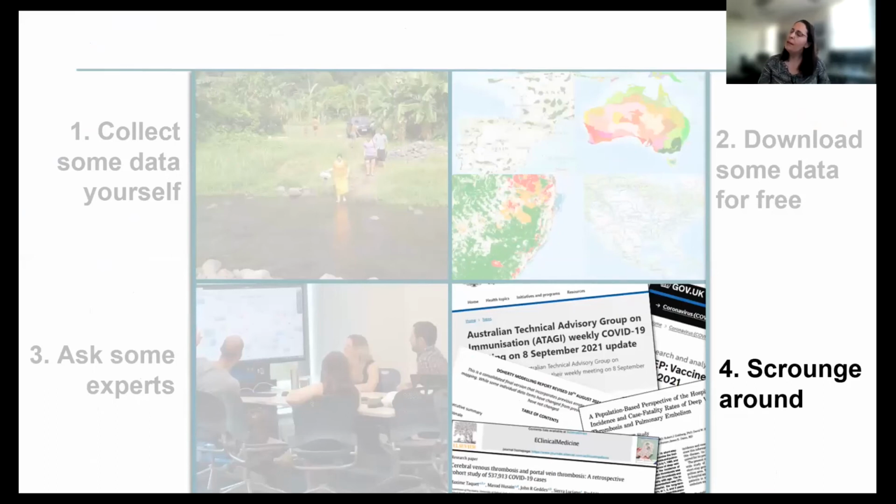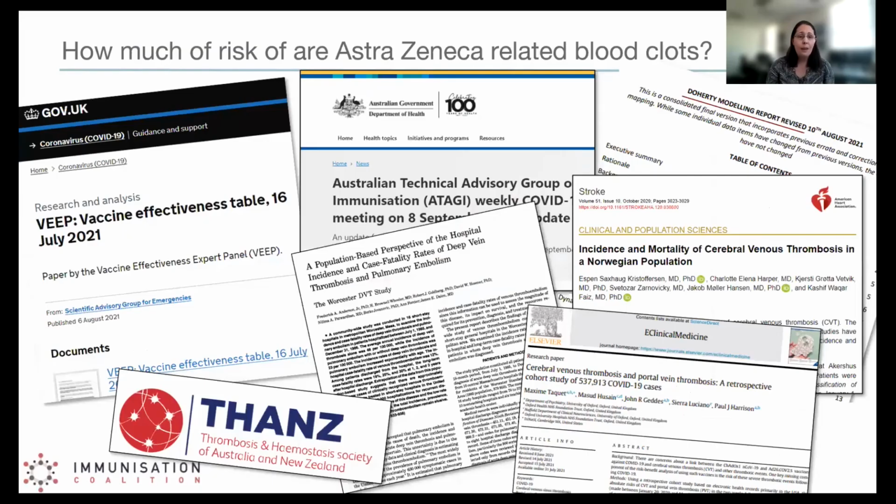Sometimes that's not even enough though. So sometimes we need an evidence-based model. We know there's evidence there, but it's all in different places and it's in different formats. Then we just kind of need to scrounge around a bit, and that's fine too. So here's a nice COVID example for us. Let's look at how much of a risk are the AstraZeneca-related blood clots, which is reasonably topical at the moment.